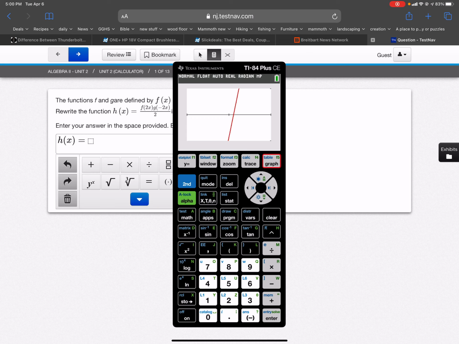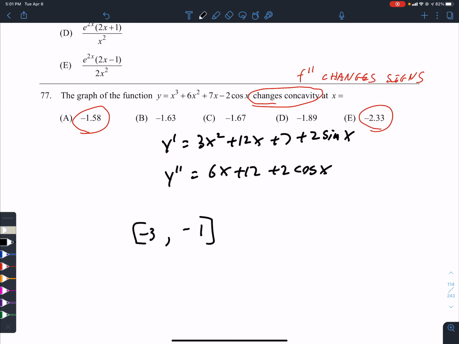And then I want to calculate the x-intercept, or the zero. So second calc. Is that to the left of it? Yes. Is that to the right? Yes. Move back to the left. The answer is negative 1.8941, so the answer is going to be D.